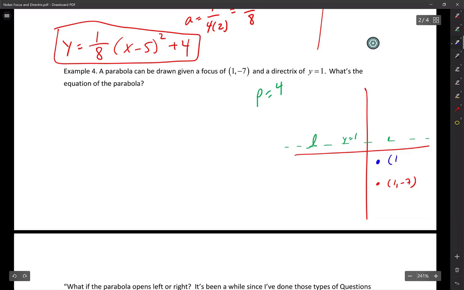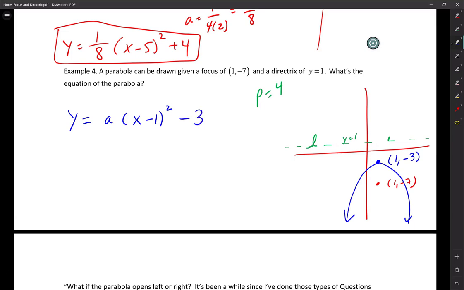And that point is 1, negative what? There it is. And it opens downward. It doesn't have to be perfect. There's your parabola. Here's your equation. And I'm going to slow down, guys. Is everyone okay so far?